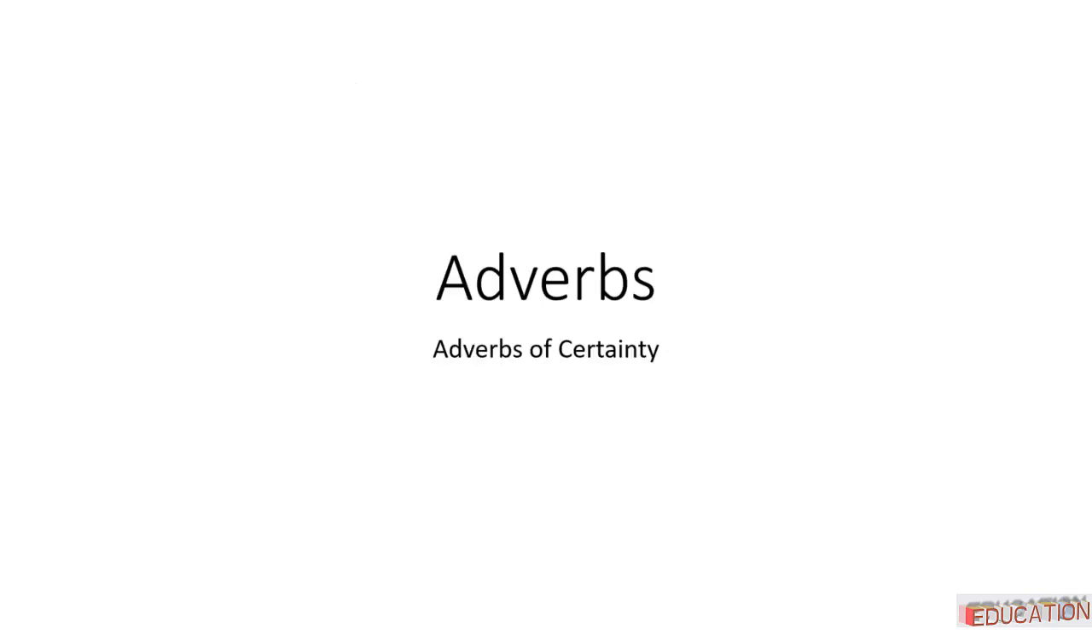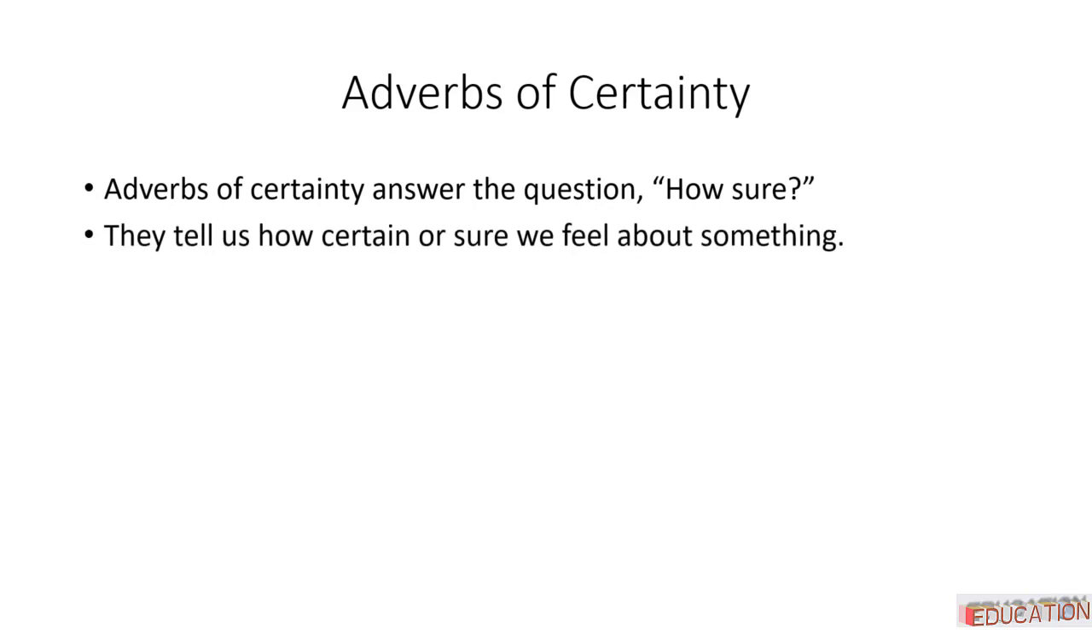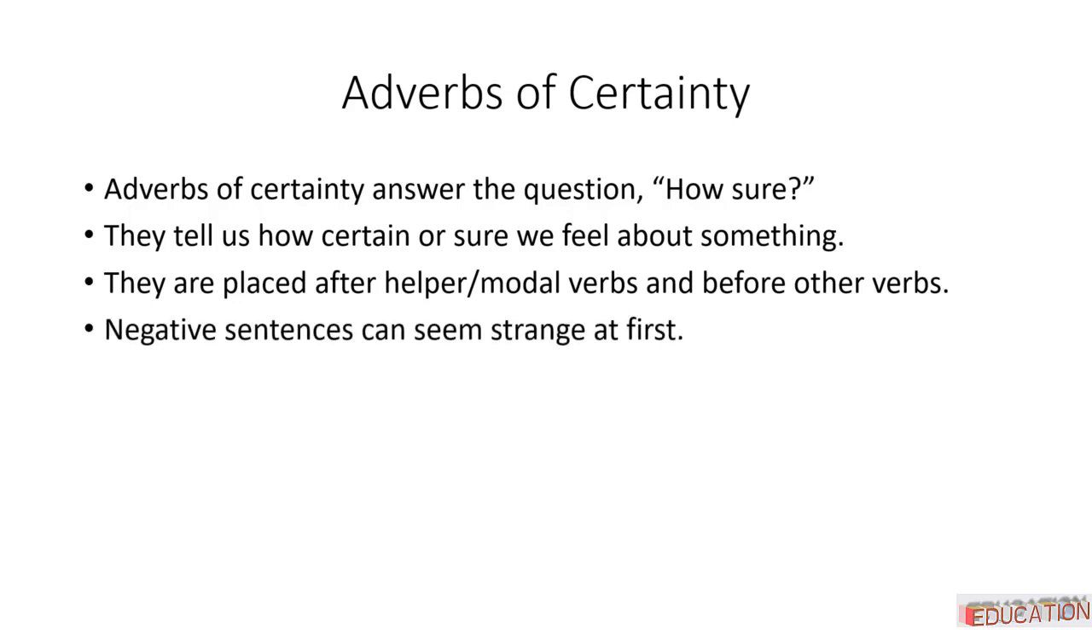This lesson is on adverbs of certainty. Adverbs of certainty answer the question, how sure? So they tell us how certain or sure we are about something. And they are placed after the helper or modal verbs, but before other verbs. And if we look at negative sentences with adverbs of certainty, they can seem a bit strange at first, but we'll look at examples of all of these.